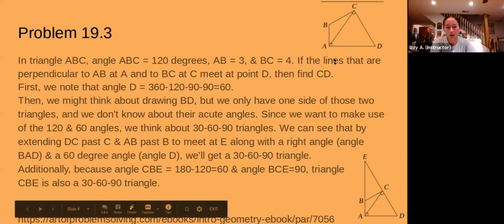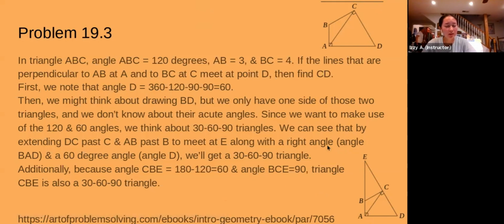As you can see, basically we just drew a vertical line, and then we also drew a slanted line that continued DC, and they would meet at point E to form a big 30, 60, 90 triangle. Additionally, because angle CBE is equal to 180 minus 120, which equals 60 degrees, and angle BCE equals 90 degrees, triangle CBE is also a 30, 60, 90 triangle.